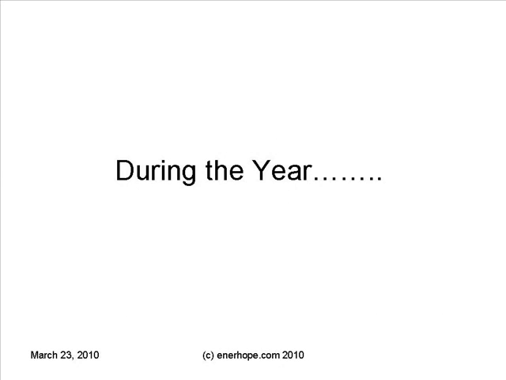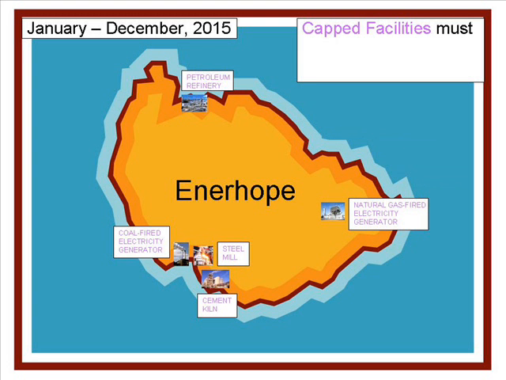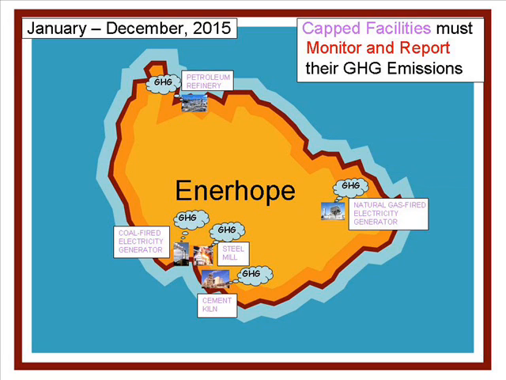During the year, capped facilities are all emitting greenhouse gases. Capped facilities must monitor and report their greenhouse gas emissions. Enerhope's Greenhouse Gas Emissions Trading Regulation requires each capped facility to monitor and report on December 31st, 2015, completely, accurately, and honestly how many tons of greenhouse gases it emitted directly to the atmosphere during 2015.